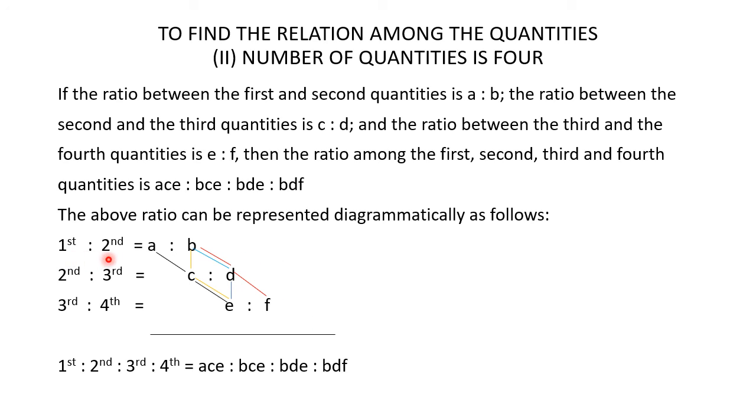So if the ratio between the first and second quantities is a:b, second and third quantities is c:d, and third and fourth quantities is e:f, then write a:b first, and then write c below b in the next row and write e below d in the next row. So the ratio among the first, second, third and fourth quantities is given by ace:bce:bde:bdf.